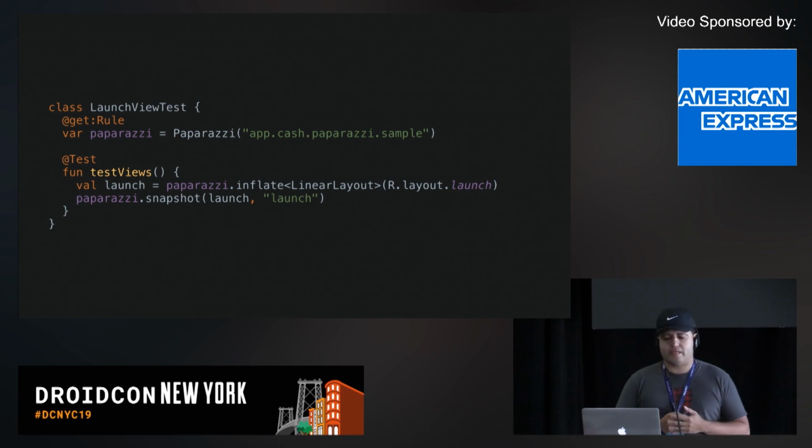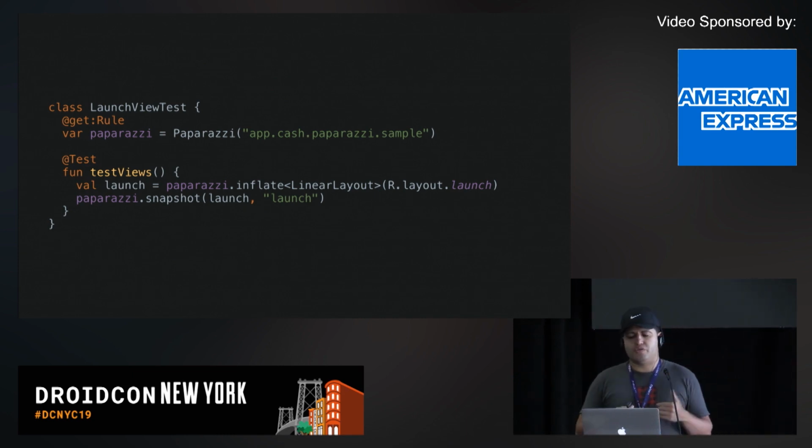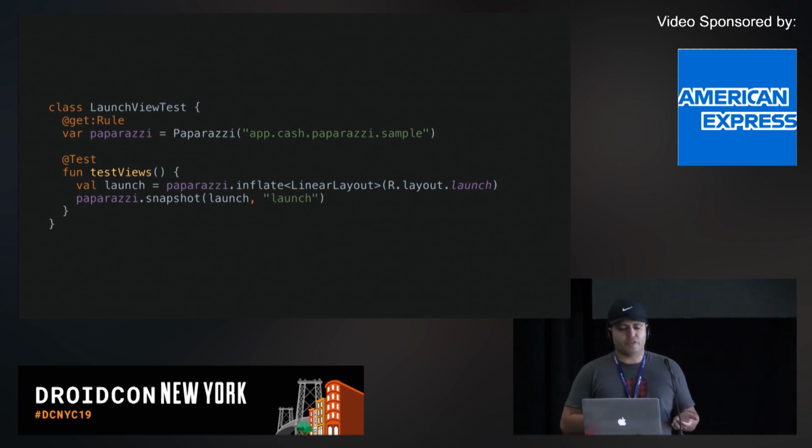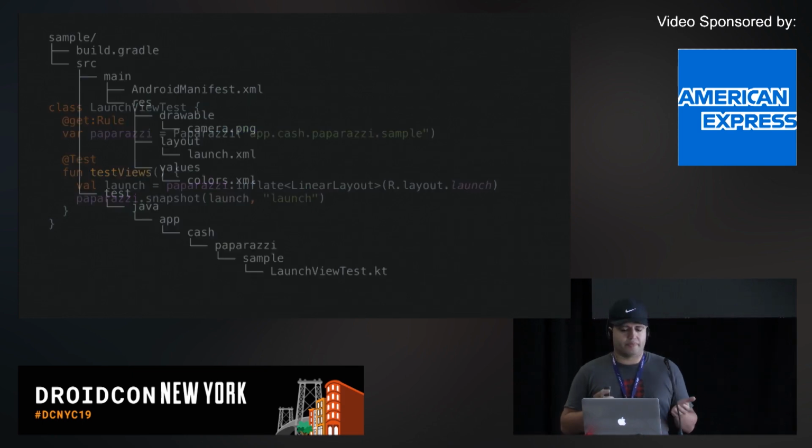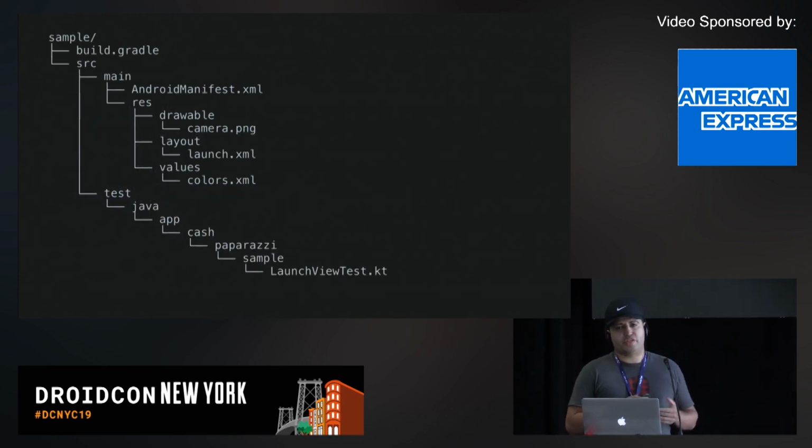Then, you create a JUnit test with a rule pointing Paparazzi to your test library package. Inflate your view, call Snapshot, and we're done. Here's how this simple project structure looks.